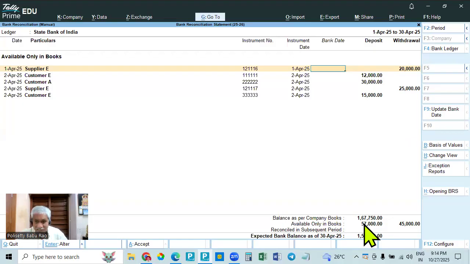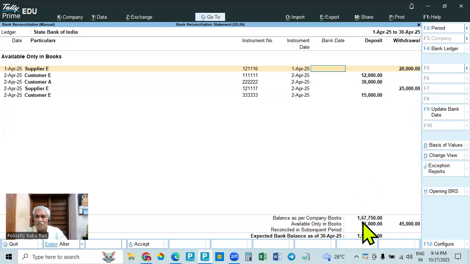30th April is expected because if one check is cleared, that will be updated. Another one is cleared, that will be updated. And the other payment is cleared. Whatever transaction is cleared, the balance will be updated with that. That is the expected balance. In the next period, the bank clears these checks, so the difference will go, and these checks also cleared. The difference will go inside.